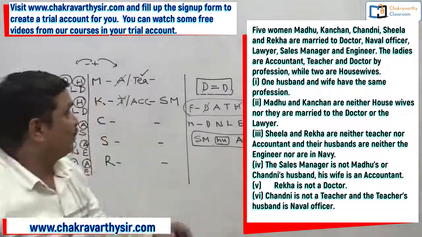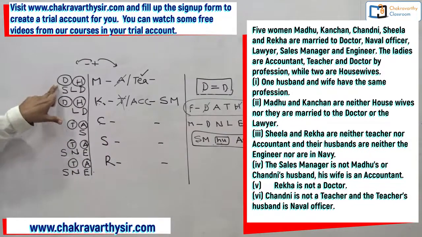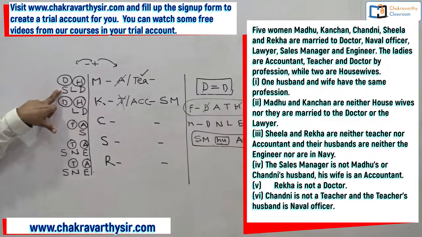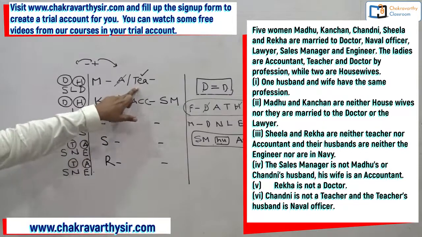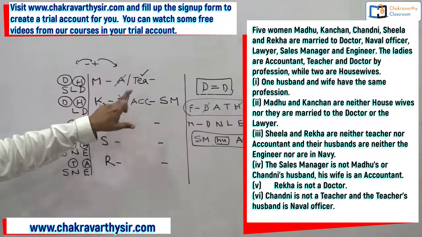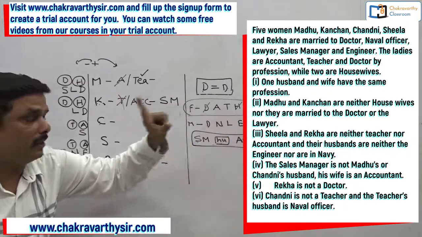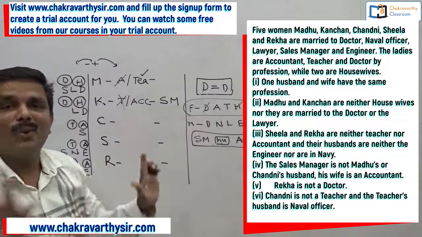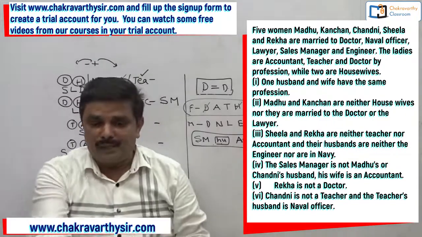Just recollect what we have done here, students. Very simply, we found out that Madhu is not an accountant because of this and this information. When she is not an accountant, she must be teacher. When she is teacher, Kanchan must be accountant. For accountant, husband is sales manager. Only one sales manager. For that reason, here, for this lady and this lady, sales manager is not the husband. Over. This is how you need to correlate the data. Now go for the next one.